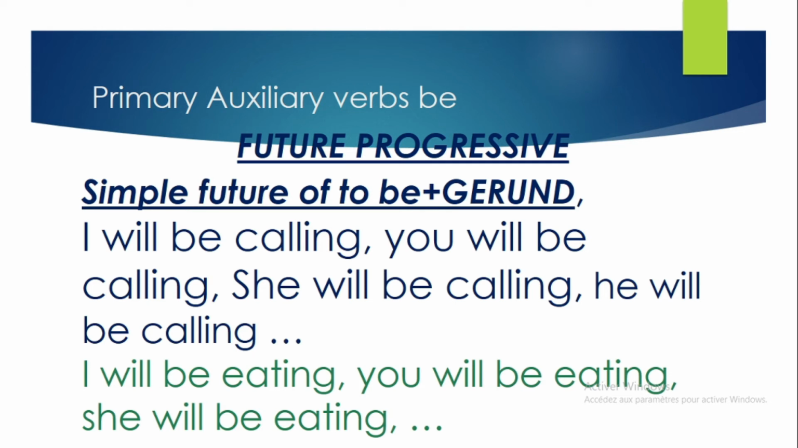I will be calling. You will be calling. She will be calling. He will be calling. I will be is the simple future of the verb to be. And as you know, calling is the present participle of the verb to call. I will be eating. You will be eating. She will be eating. He will be eating. It will be eating, etc. We will be eating. Okay? So I really hope that you understand, you get it.